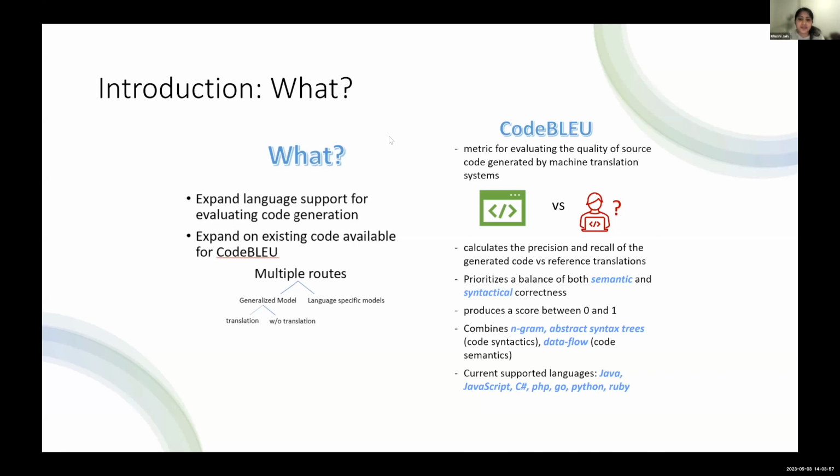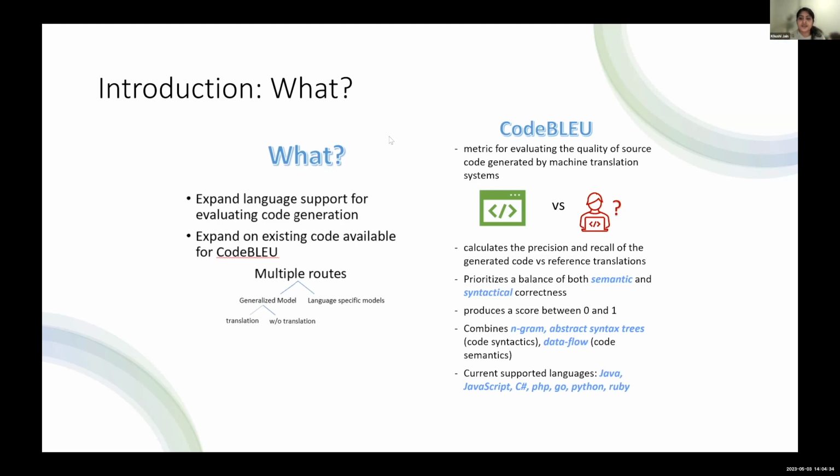Semantic in this case means how intuitive and easy it is to understand the code, and syntactically means how logically correct it is, like when you run it, is it accurate? It produces a score between 0 and 1, and it combines approaches like n-gram, abstract syntax trees, and data flow. N-gram is for measuring how many successive or large groups of words match. It's more of a literal evaluation of how much the text matches. That was the original BLEU score approach.